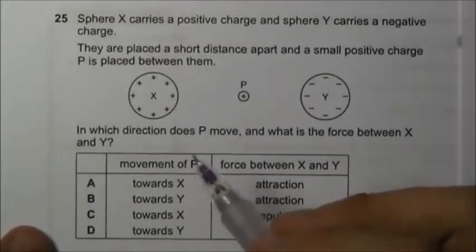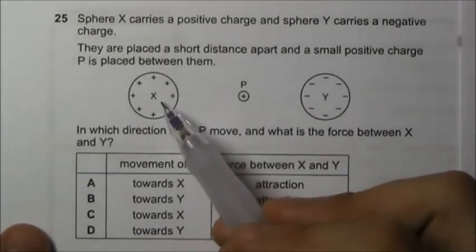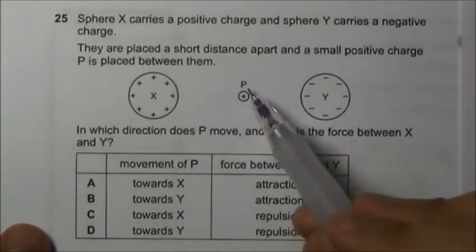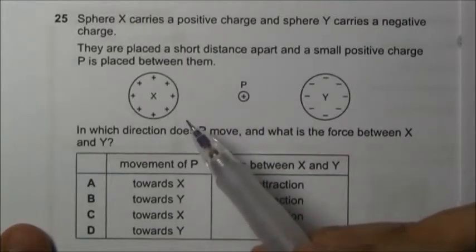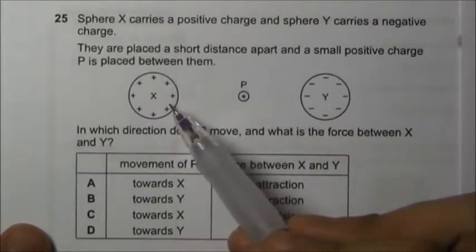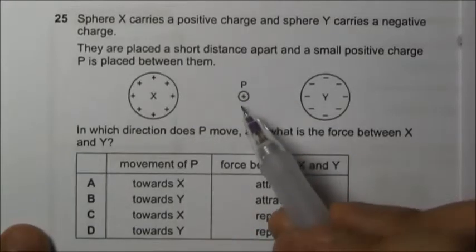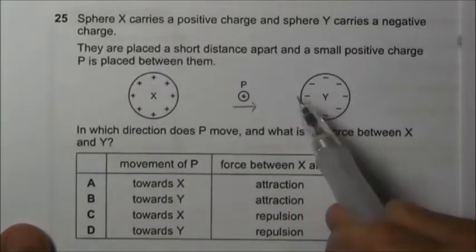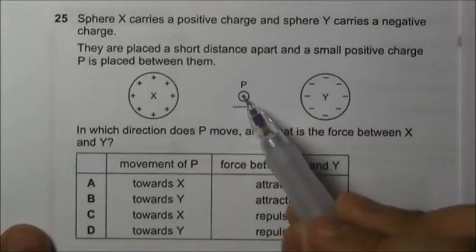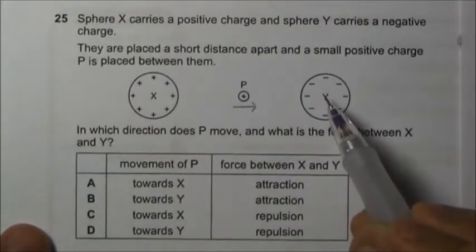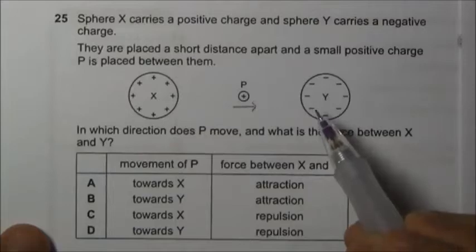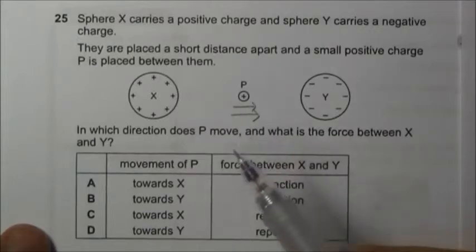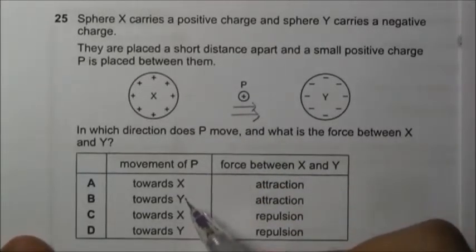In this question we have a positively charged sphere X and a negatively charged sphere Y with a very small positive charge P placed in between. Let's look at the interaction between X and P. They are both positively charged, so P is going to be repelled away, so it's going to move in this direction. Now let's look at the interaction between P and Y. P is positively charged, Y is negatively charged. Since they are unlike charges, they will attract each other. So it will also cause P to move in this direction. So the movement of P will be towards Y.